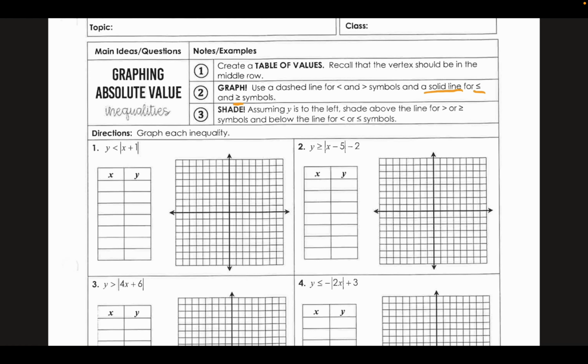But now if it's a less than or greater than, no or equal to, we only use a dashed line, and we'll see that. And then our third step is we have to shade here, and I'll just talk about more of that when we get to that step rather than reading it all out now.